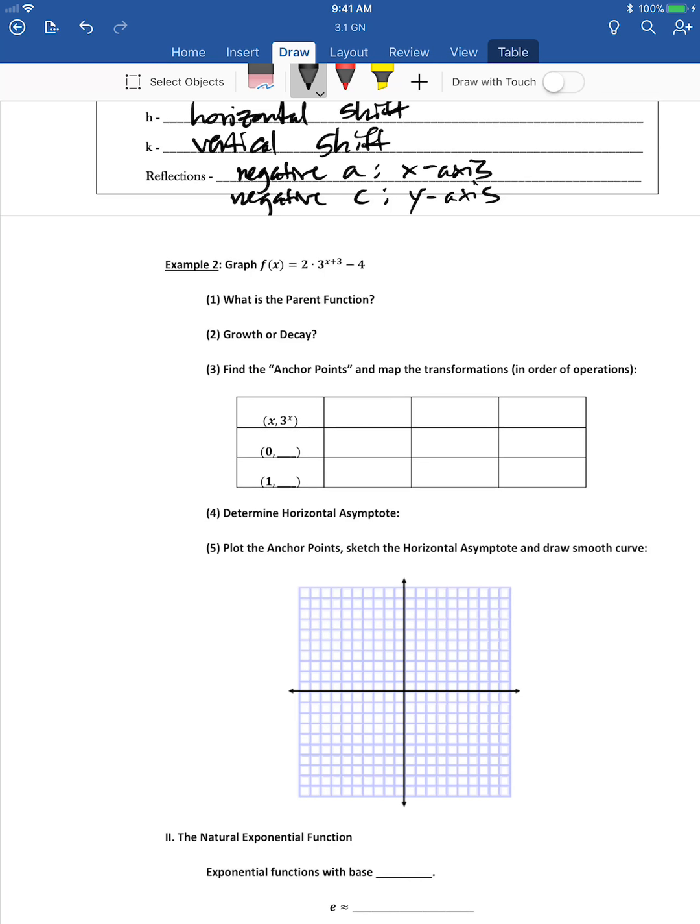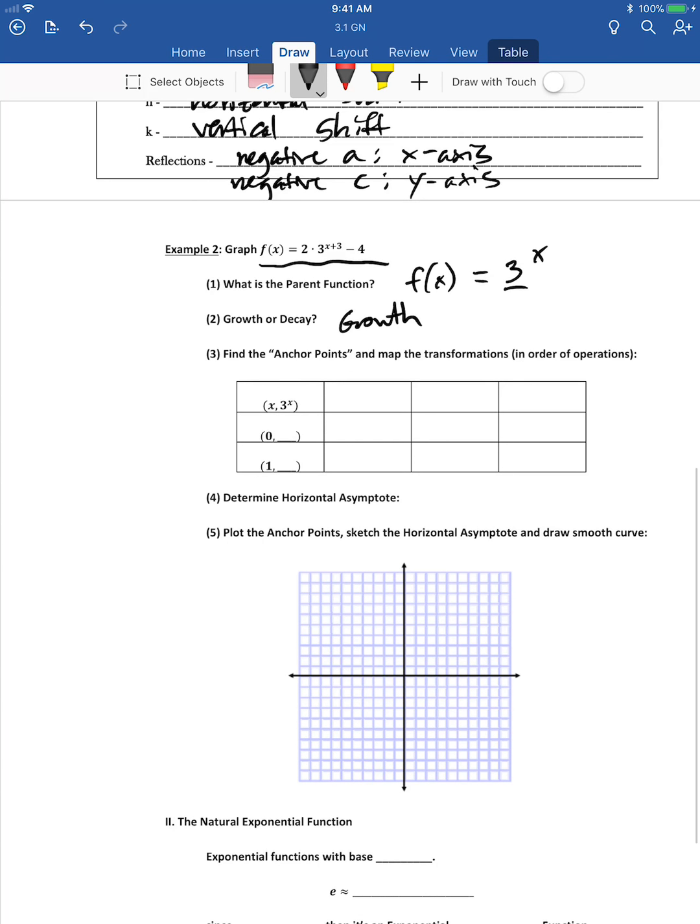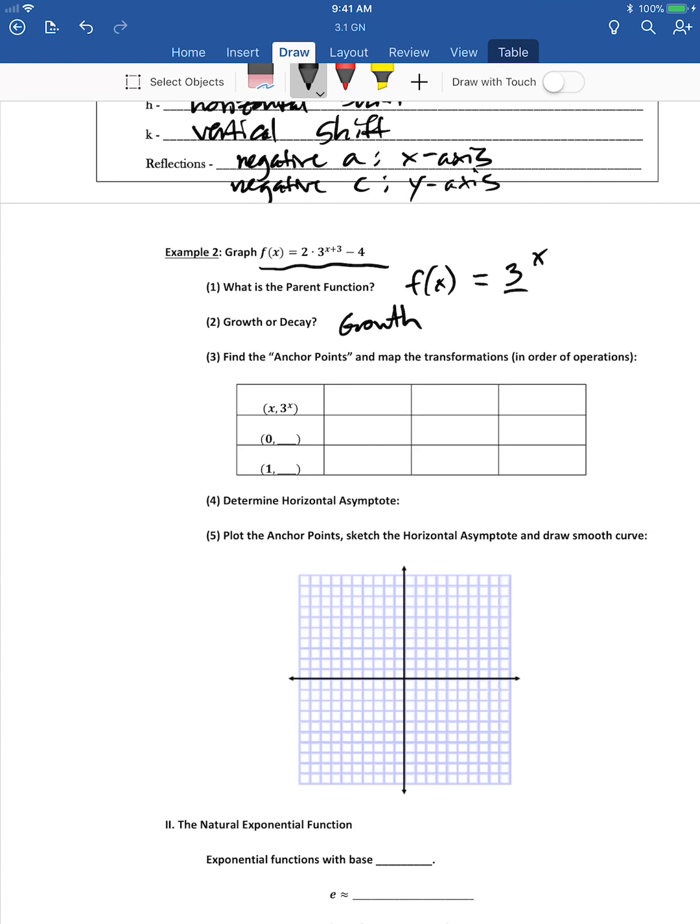So what is the parent function for this f of x? Looks like it's going to be f of x equals 3 to the x. If we strip away all the transformations, that's our most basic function. Since b, our base, is 3, that's greater than 1, so this is growth. It's going to be really important for us to be able to differentiate between the two.